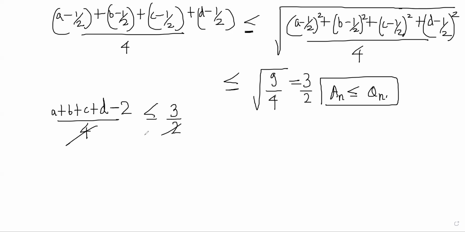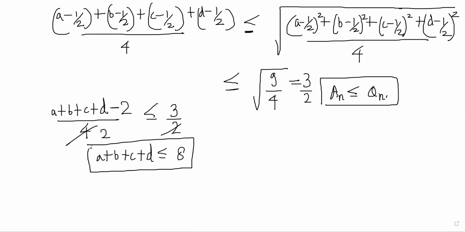So this becomes 2 and this becomes a plus b plus c plus d is less than or equal to 6 plus 2, 8, right? So we are getting a plus b plus c plus d is less than 8. Actually, it's not less than or equal to 8, because at this step we had a strict inequality. We knew that this was less than 9. So I should remove this equality sign here. So we are getting a plus b plus c plus d is less than 8.